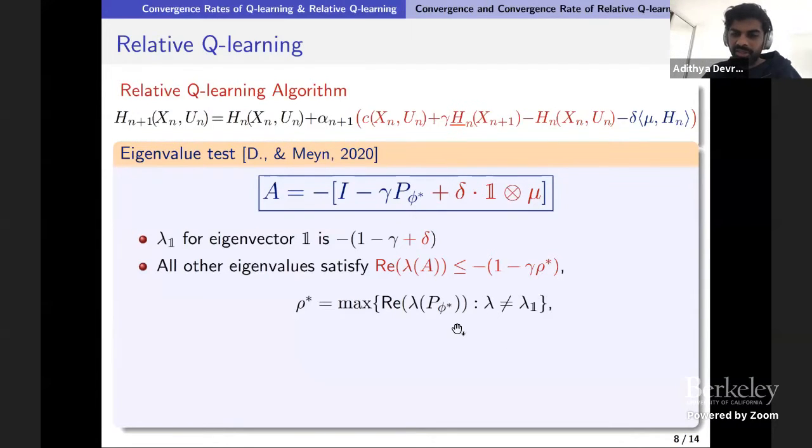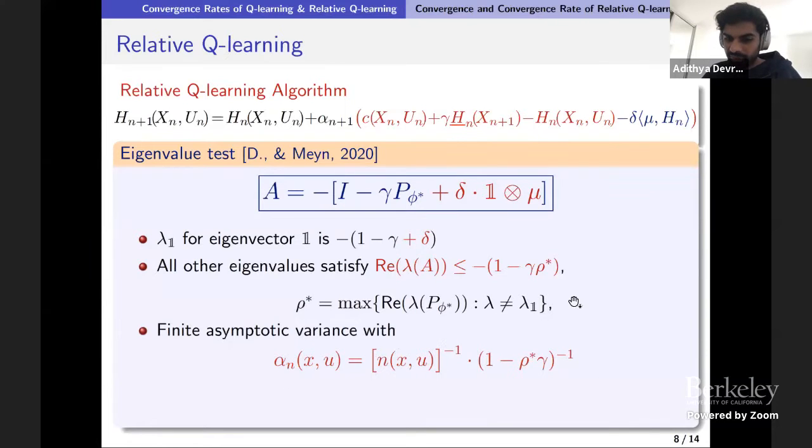Here, rho star is a scalar that is defined over here. You can think of it as, if your problem has a finite mixing time, then rho star is always smaller than 1. And even if the mixing rate rho is equal to 1, you can show that rho star can be smaller than 1. So this is something that is problem dependent, rho star.